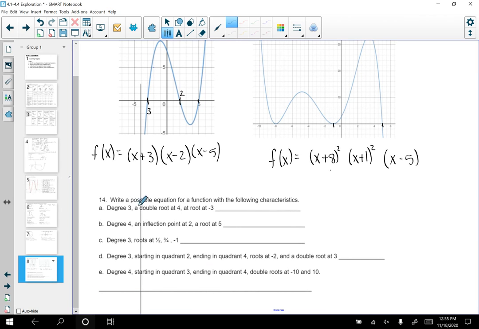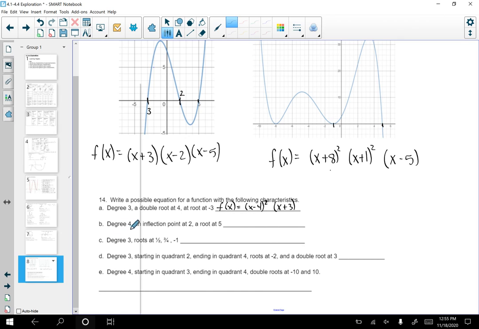All right, write a possible equation for a function with the following characteristics: degree 3, double root at 4, and a root at -3. So a root and an x-intercept or a solution all mean the same thing. So we have a double root at 4, so I have x minus 4 squared for the double root. And then at -3, so I have x plus 3.